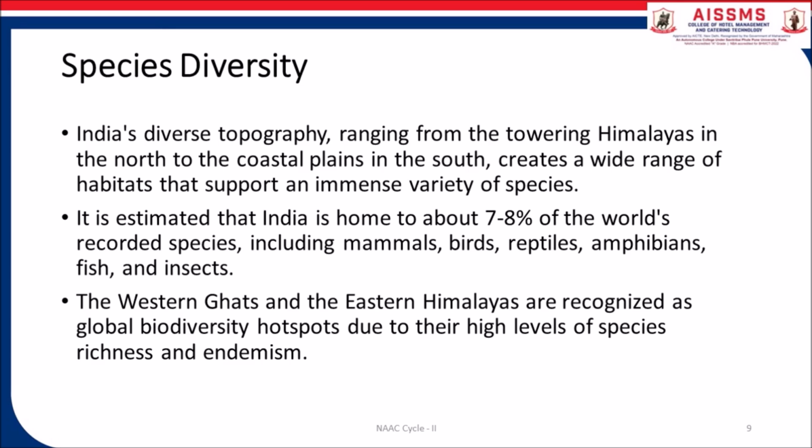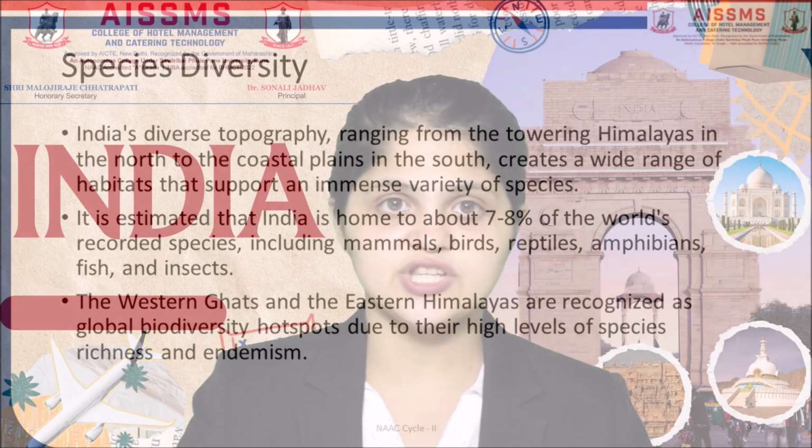It is estimated that India is home to about 7 to 8% of the world's recorded species, including mammals, birds, reptiles, amphibians, fish, and insects. The Western Ghats and the Eastern Himalayas are recognized as global biodiversity hotspots due to their high level of species richness and endemism. Now let's understand the concept of endemism.